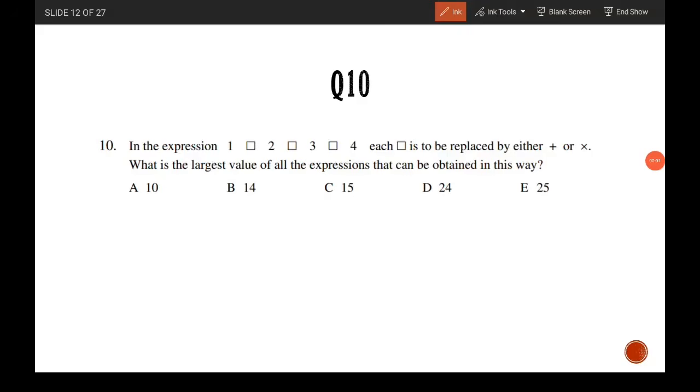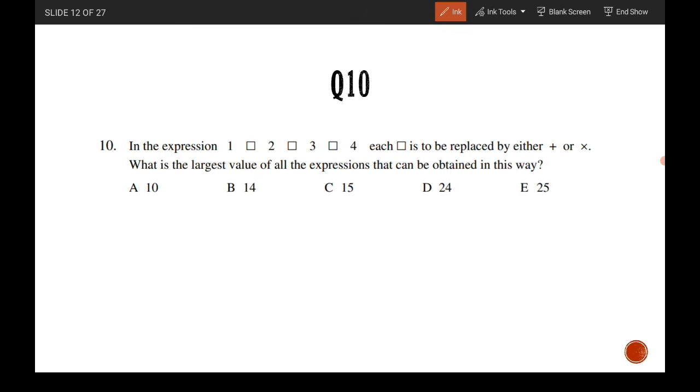This is Junior Mathematics Challenge question 10 for the year 2015. In the expression 1 blank square 2 blank square 3 blank square 4, each square is to be replaced by either a plus or a times. What is the largest value of all the expressions that can be obtained in this way?